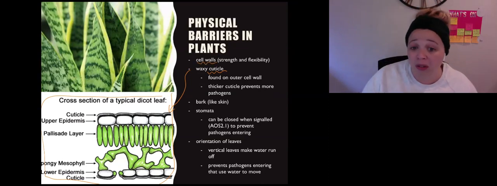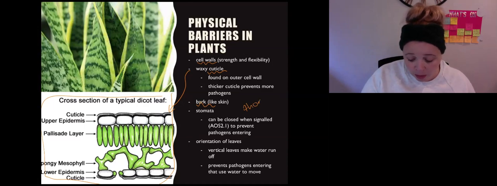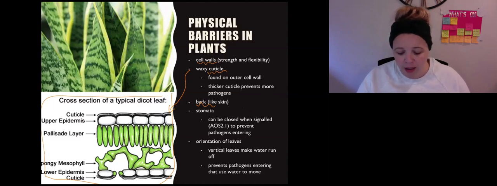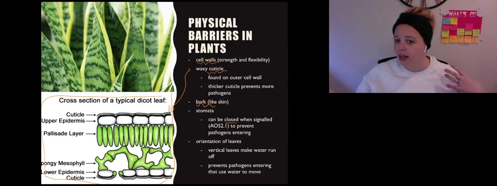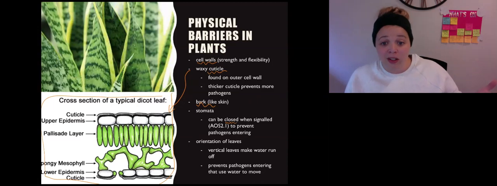We also have cell walls in plants. A lot of plants have bark. Yes, think about what else they might have. They might have things like thorns. Thorns are going to be a physical barrier, but a little bit less in this case because we're talking about microbiological organisms. You've also got stomata, so you can close the stomata when they get signaled, and that will stop pathogens from entering. So it's kind of like they have hormones, they have signaling molecules, and someone detects that there's pathogens trying to enter, so that the plant will close its stomata. So it's pretty cool.